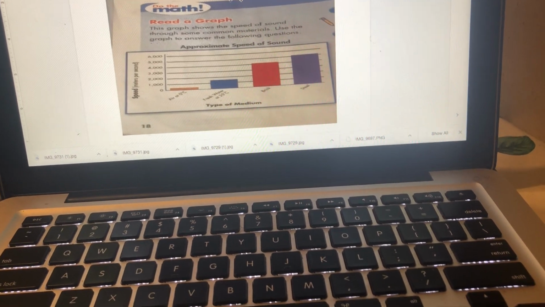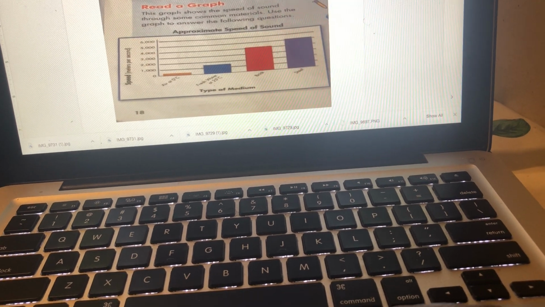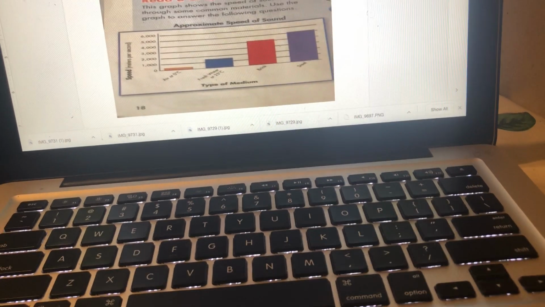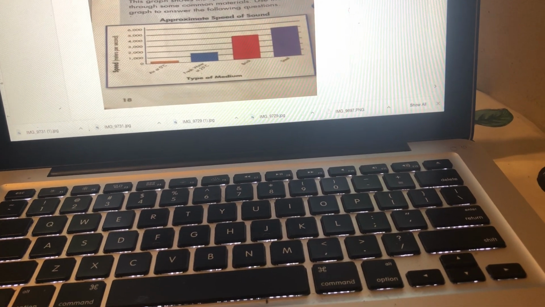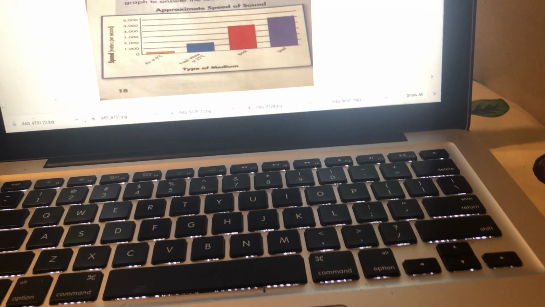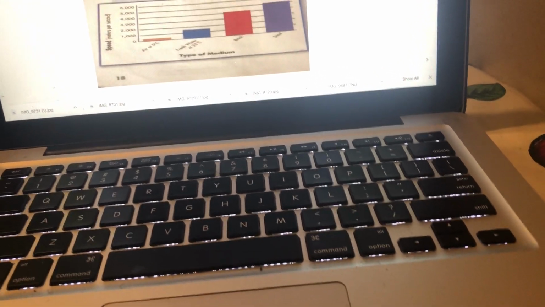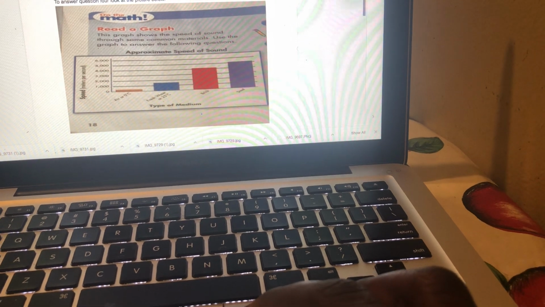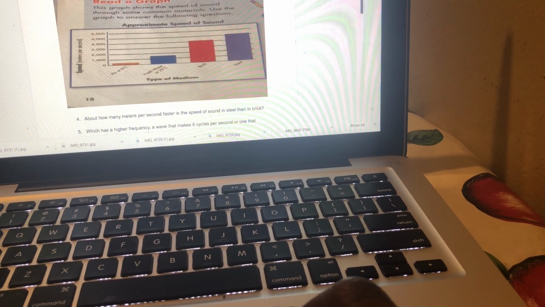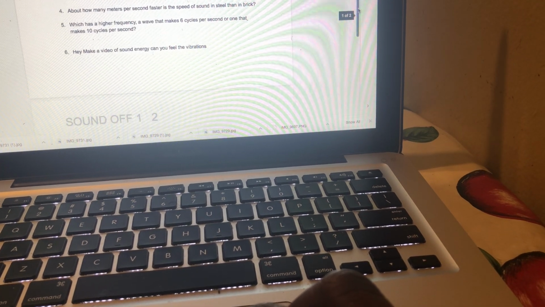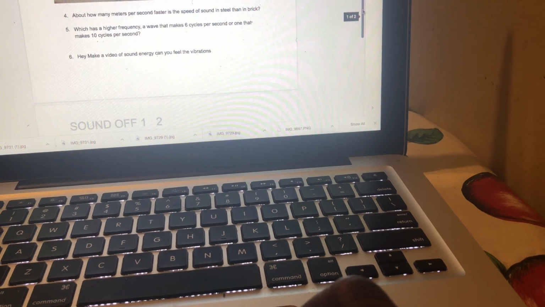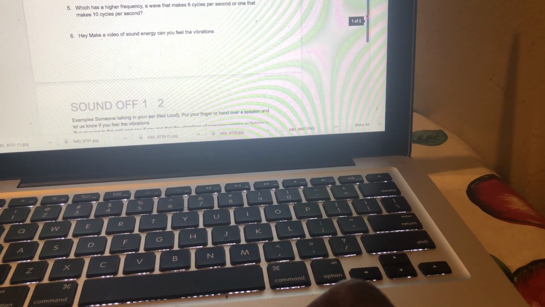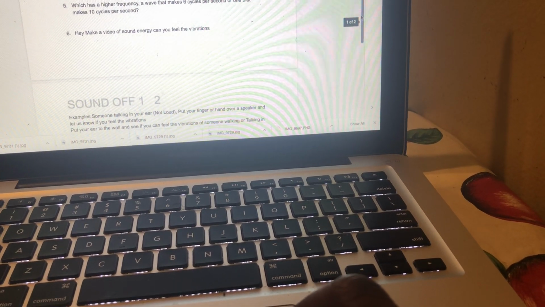Does the sound explain how might one use sound if they can't hear? If someone cannot hear, how would they know that sound is happening around them? How would they know? Would they detect if something is happening or things are moving? What is the main idea of the lesson? So what is the main idea of this sound energy lesson? Does sound travel faster in air or in fresh water? To answer question 4, look at the picture below. See this picture below? About how many meters per second faster is the speed of sound in steel than in brick? Which has a higher frequency, a wave that makes 6 cycles per second or one that makes 10 cycles per second?